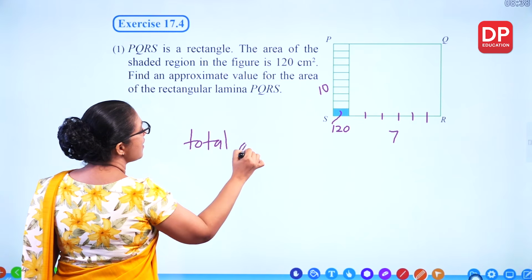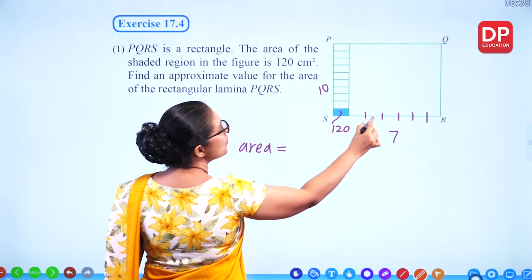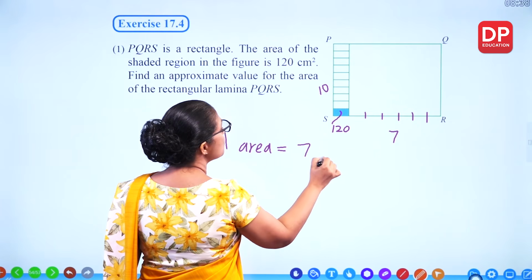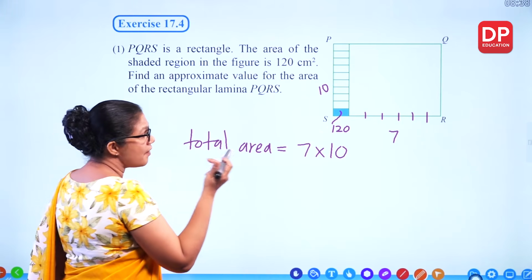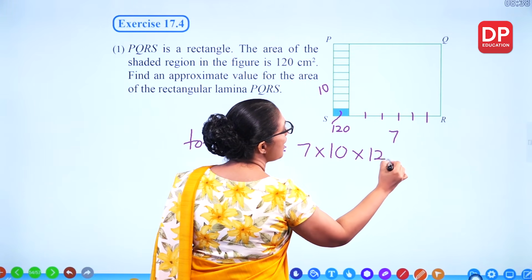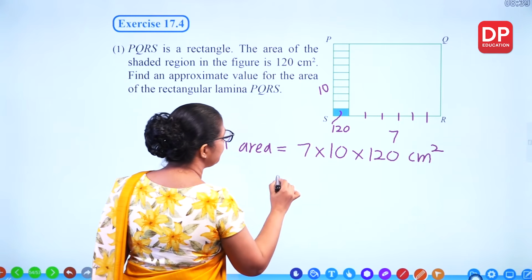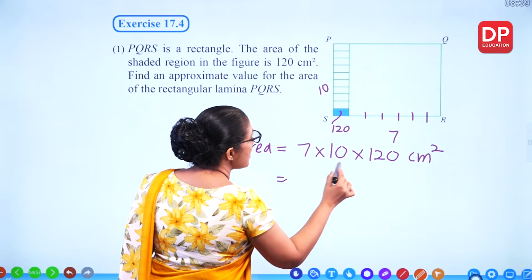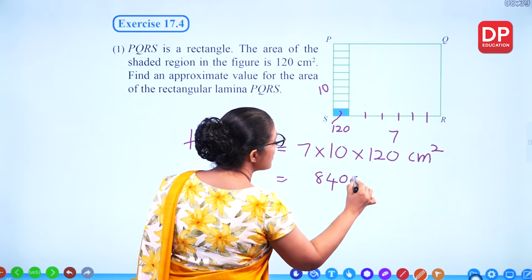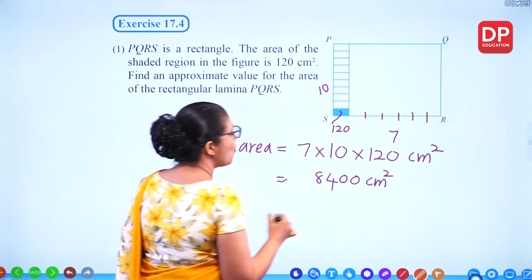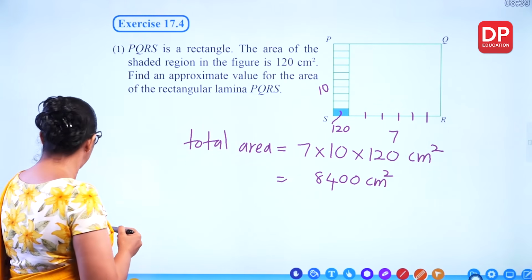Total area is, you can fit 7 this way, 10 this way. And each area is 120. So you can multiply by 120. And this is in square centimeters. 7 times 12, 84 and 2 zeros. 8,400 square centimeters is the total area.